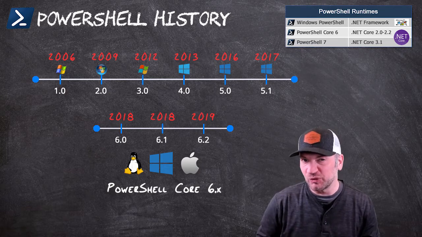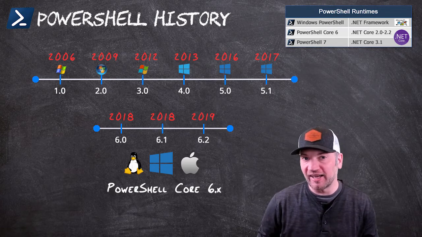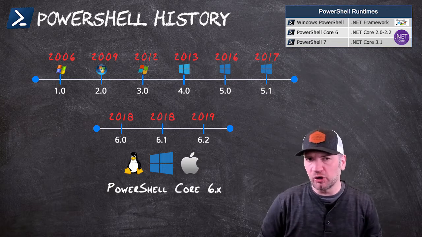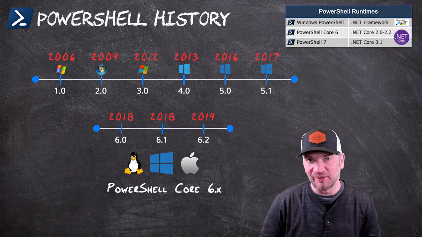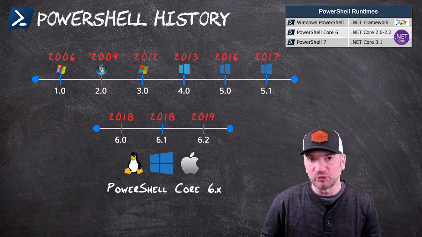But because it was so young and not nearly as mature as the full .NET framework, it lacked features, compatibility, and commandlets. So while PowerShell Core 6 was cool being cross-platform, it seriously lacked in the power department. So the PowerShell team went back to the drawing board and said, you know what? We need one true version of PowerShell to rule them all.